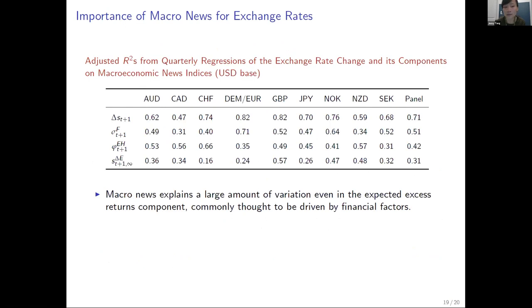So just a single exchange rate news index was sufficient for explaining 70% of variation in a panel of the quarterly exchange rate change. And then the next three lines give you the adjusted R-squareds for the other subcomponents. And here you see, quite interestingly, that even for the excess returns components, which had previously been thought to be driven by financial factors, our macro news indices are explaining in the panel 51% of the variation there. And we're explaining quite a lot of variation for the nominal rate and inflation components as well.